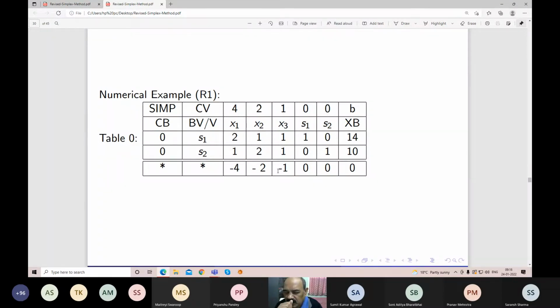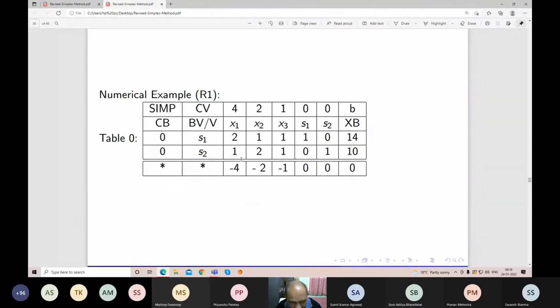Please tell me: -4, -2, -1. What is the most negative element? -4. The most negative element is -4. The largest negative element in terms of the negative sign here is -4. So with respect to -4, x1 is the entering variable.